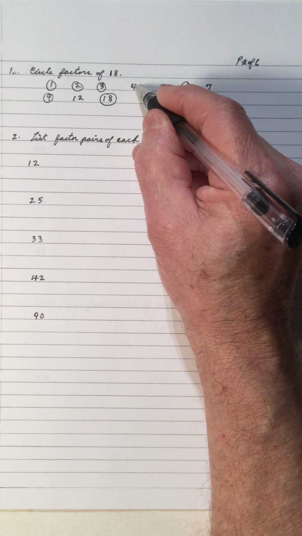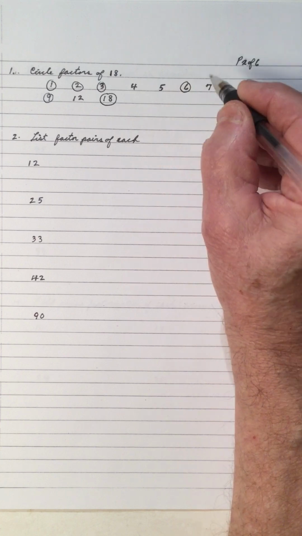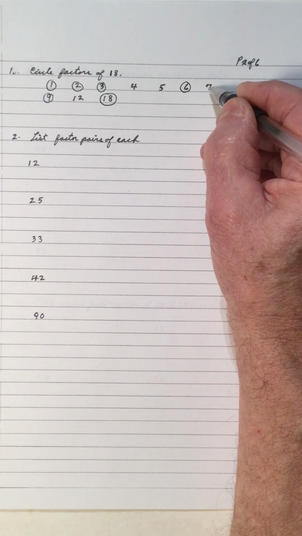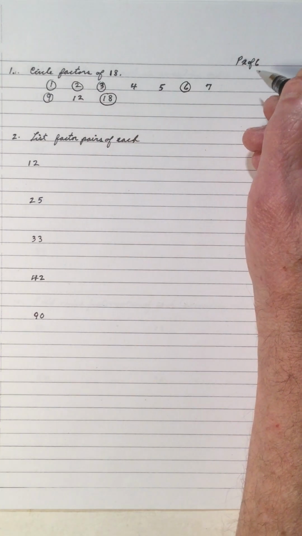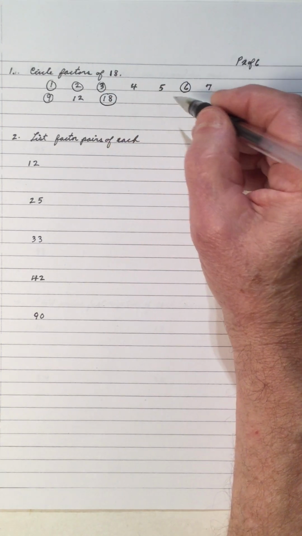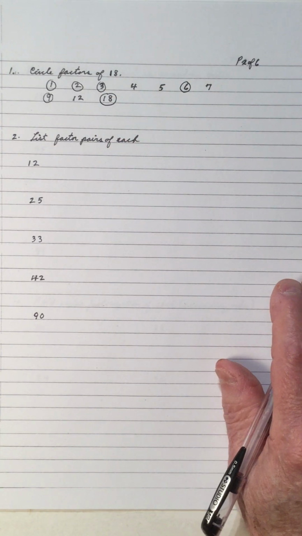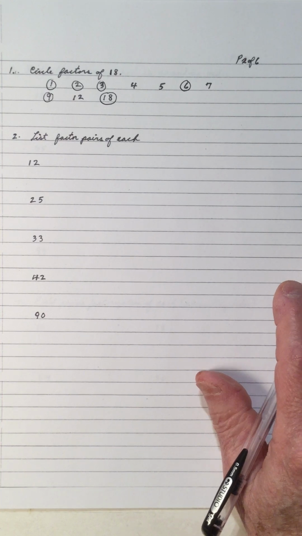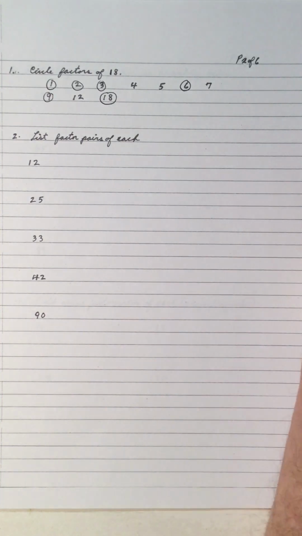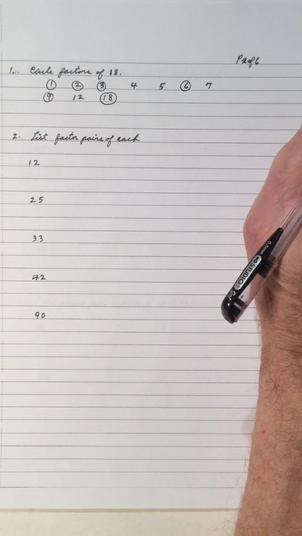4 is not a factor of 18. 5 is not a factor. 7 is not a factor. And 12 is not a factor. So those are the factors of 18. So any number that divides into another number without a remainder is a factor of that number.